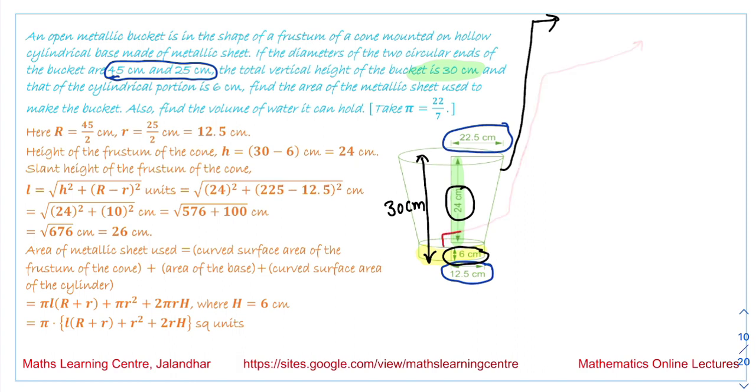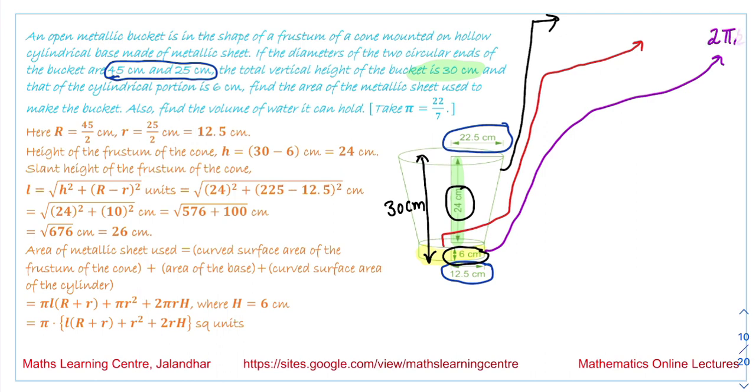Second is this base, which is also made up of the metallic sheet. And the third portion is this cylindrical portion, which is made up of this metallic sheet. So the area of this cylindrical portion is the curved surface area of the cylinder, and the formula we have is 2 pi r h.